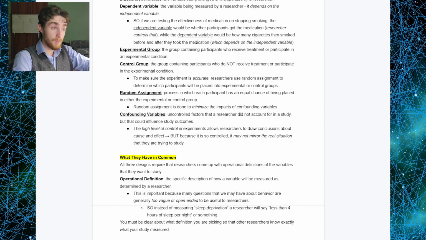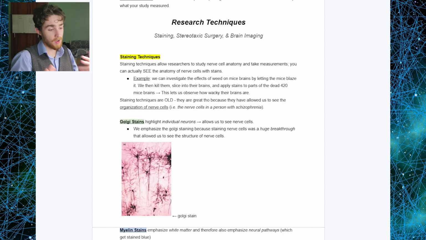In short, all right, you must be clear about what definition you are picking so that other researchers know exactly what your study measured. It just really helps with communication, because if I do one thing in my study and somebody else wants to do the same thing in their own separate study, it would really help them out if I had a good operational definition.